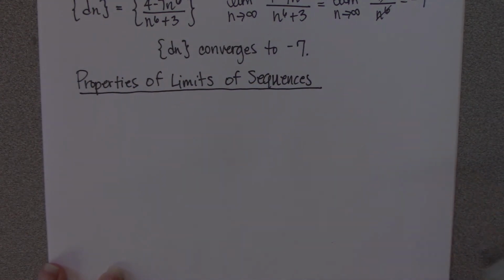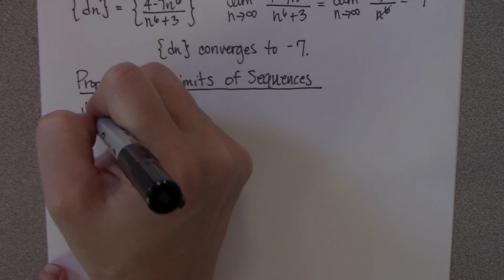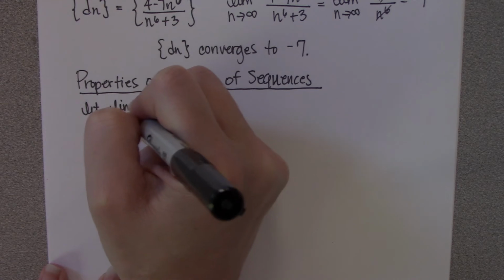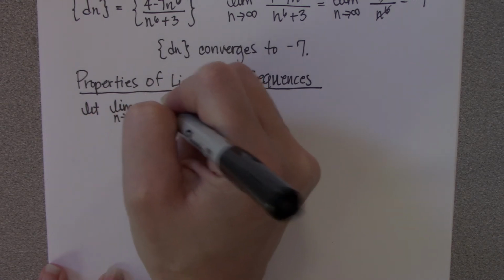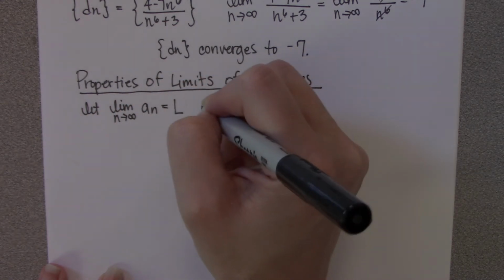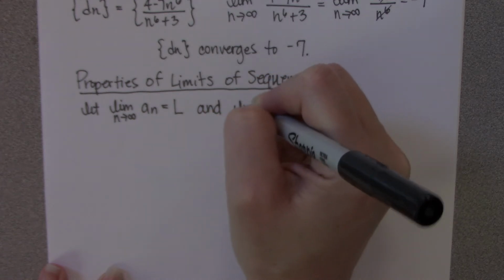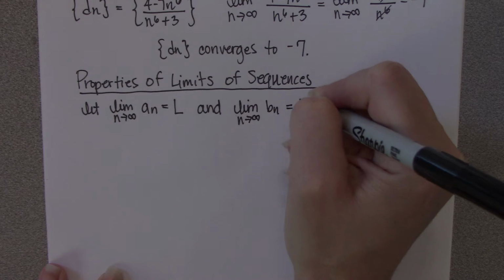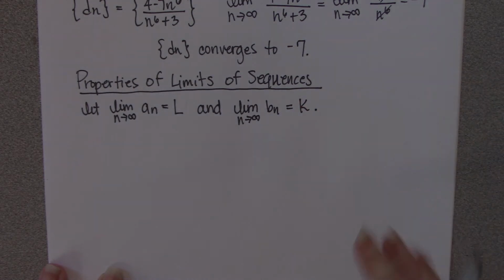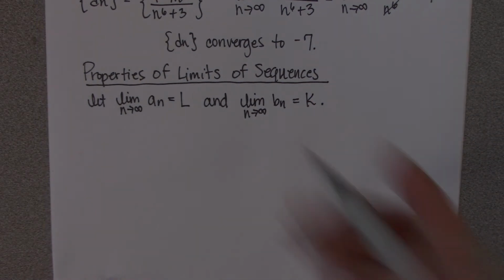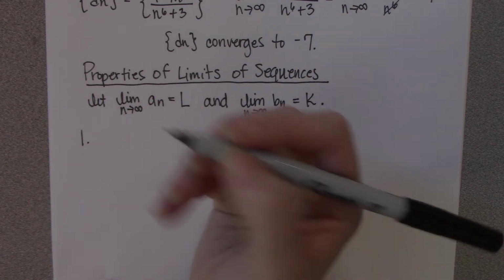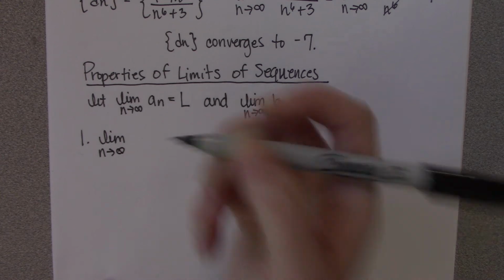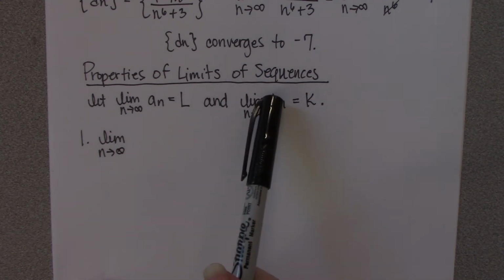Okay, so there's a couple things we can do. Before we get started, let the limit of some known sequence a sub n equal L, and then let's have a second sequence that we'll call b sub n, and its limit will be k. Given that those two things are true, and this is important, what we're saying is both of these sequences converge, right?